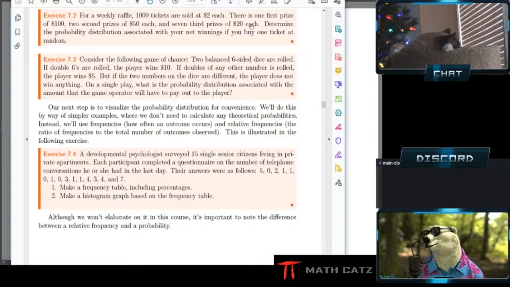$2 each. There is one first prize of $100, two second prizes of $50 each, and 7 third prizes of $20 each. Determine the probability distribution associated with your net winnings or your profit if you buy one ticket, one random ticket.